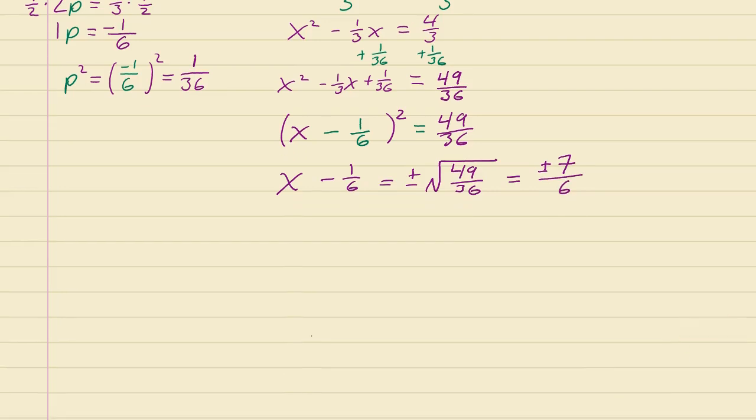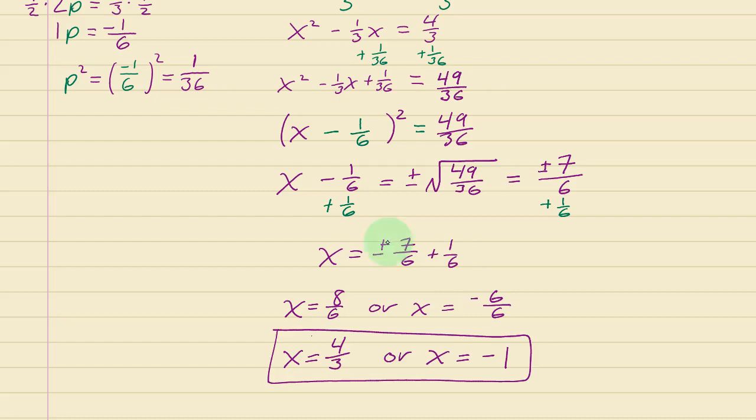So then you can just add 1/6 to both sides of this. And you'll get x equals plus or minus 7 over 6 plus 1 over 6. If you do the positive 7 over 6 plus 1 over 6, that gives you 8/6, which comes out to 4/3 if you reduce it. And if you do negative 7 plus 1, that will give you negative 6 over 6, which is negative 1.